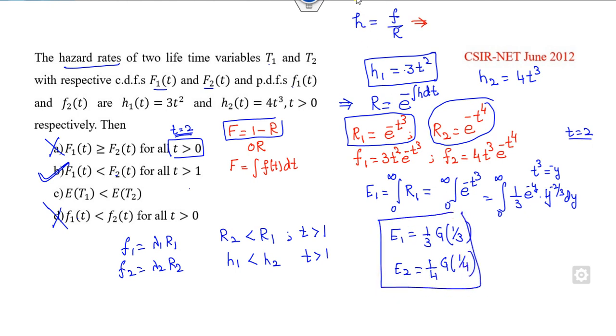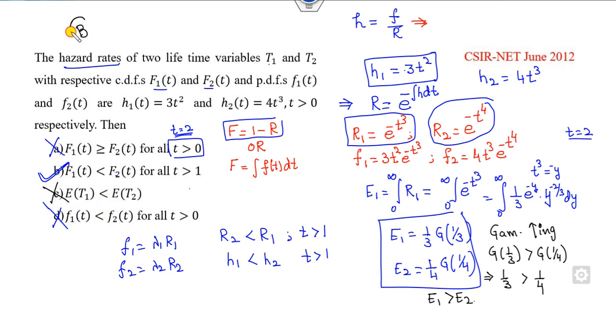Now we all know the gamma function is an increasing function, so the gamma function of 1 by 3 is greater than the gamma function of 1 by 4, and 1 over 3 is also greater than 1 by 4. So if you multiply them, E1 is greater than E2, but the option said E1 is less than E2. So the right answer of this problem is only B. Just try to think about this concept whenever they are talking about the probability density function.